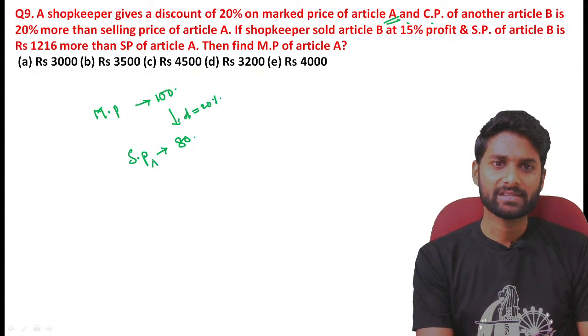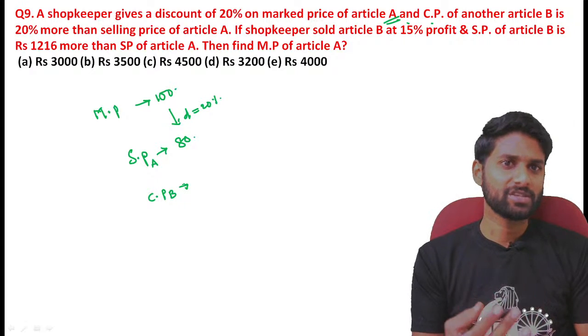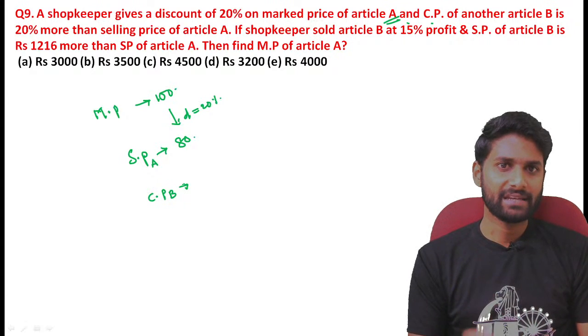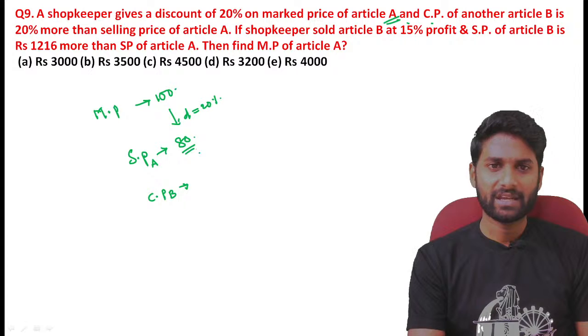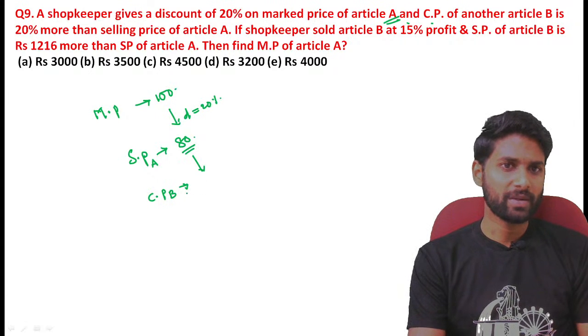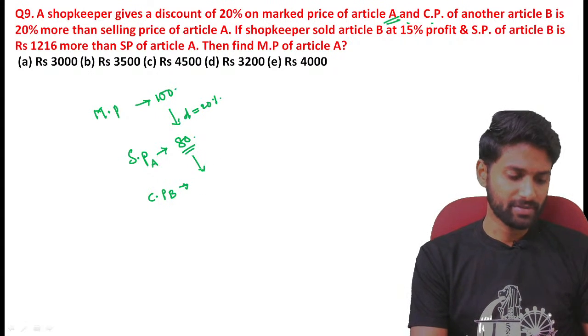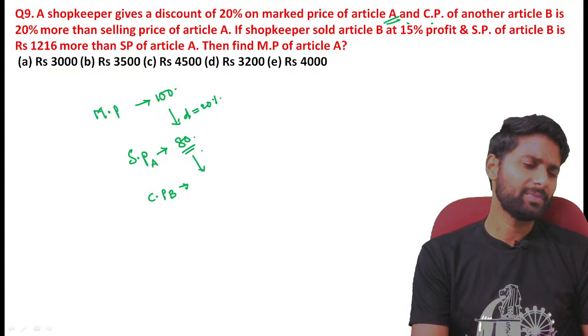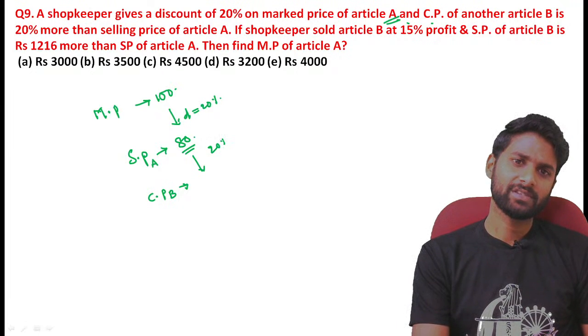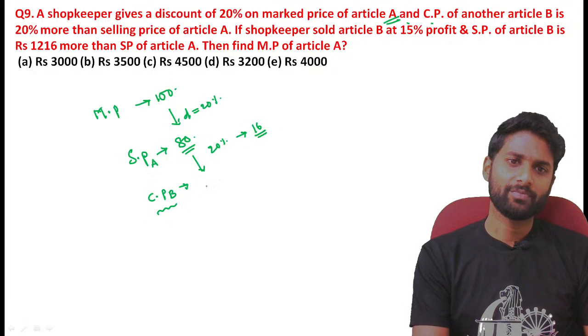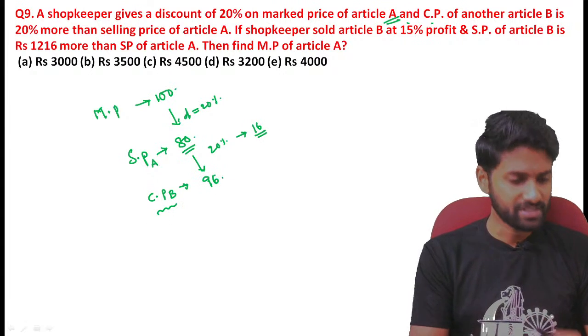So this is the selling price of A. Now the cost price of another article B is 20% more than the selling price of article A. Now see, the selling price of article A is equal to 80 units. Now the cost price of B is 20% more, guys. 20% means 20% of 80. So 20% of 80, the value becomes 16 units. Now the cost price of B is equal to 96 units.